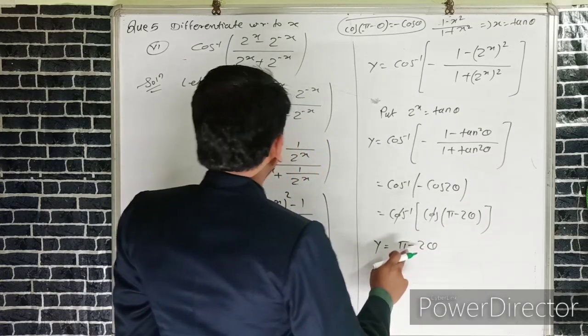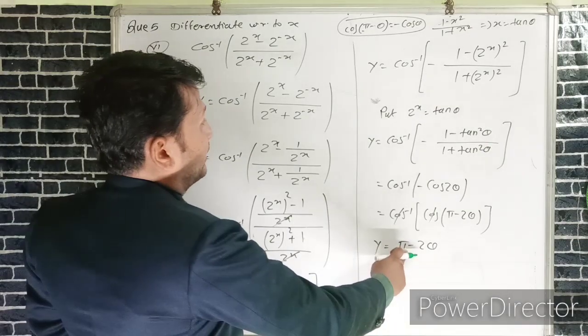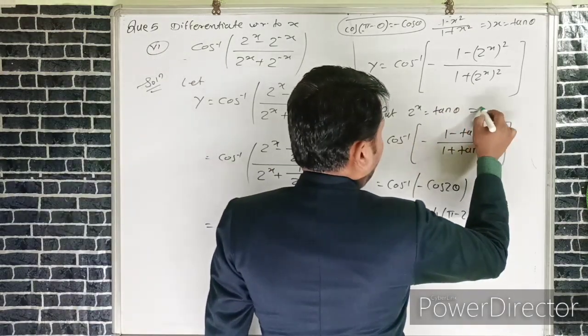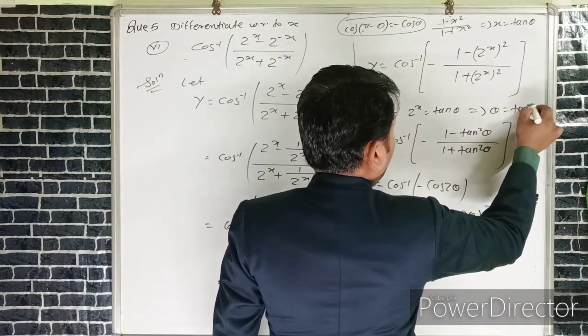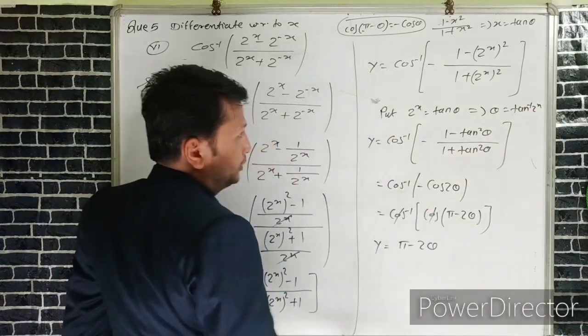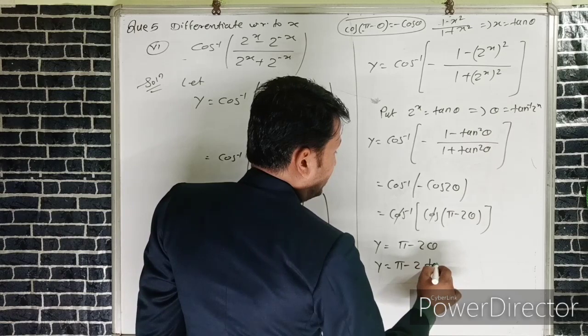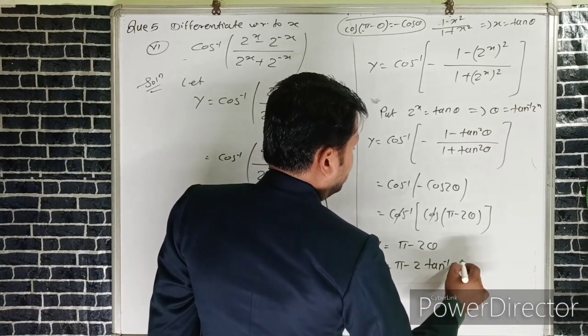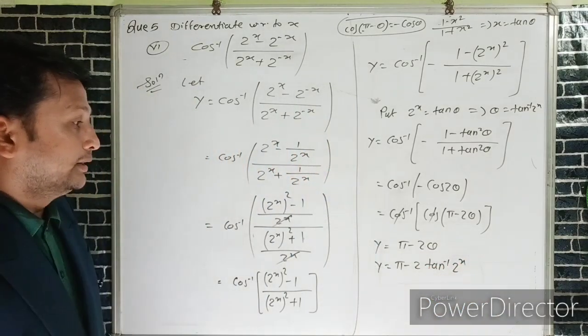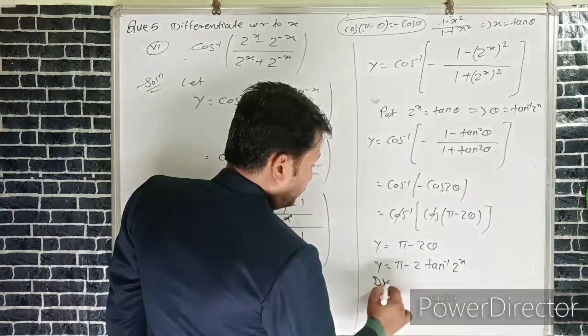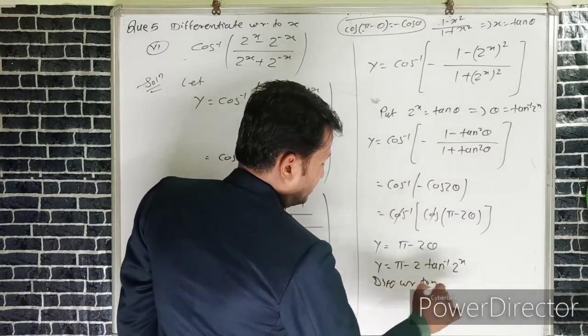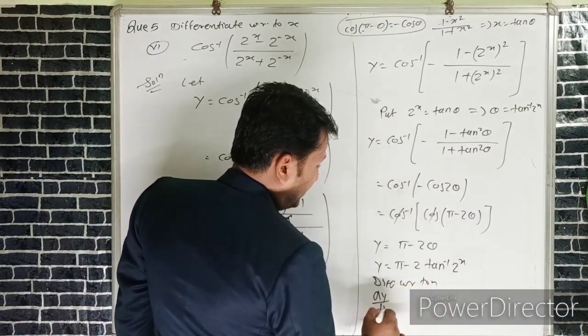If we put the value of x here, theta is equal to tan inverse of 2 raised to the power x. If we put the value of theta, then we can write again y is equal to pi minus 2 into tan inverse of 2 raised to the power x. Now we differentiate the given function with respect to x. The derivative of y is dy by dx.